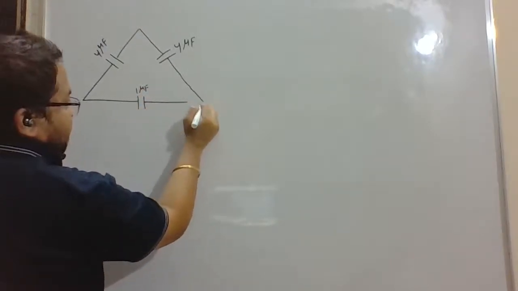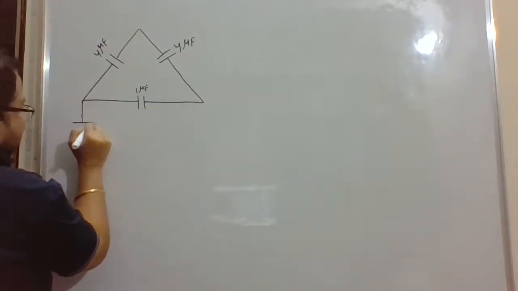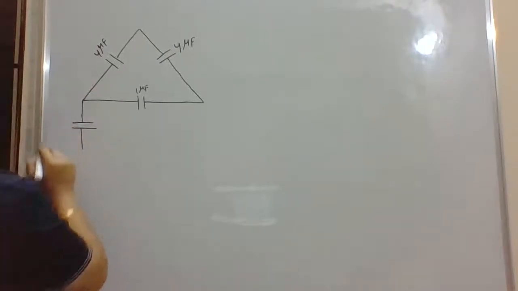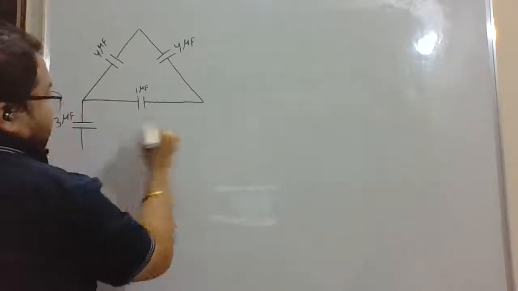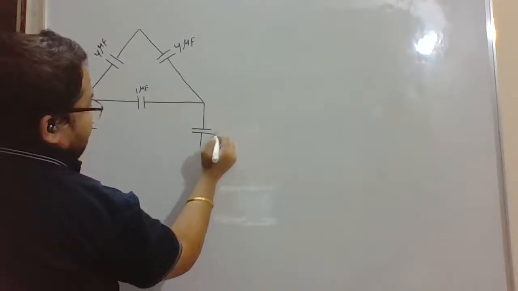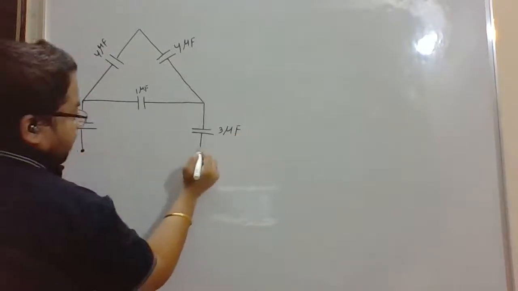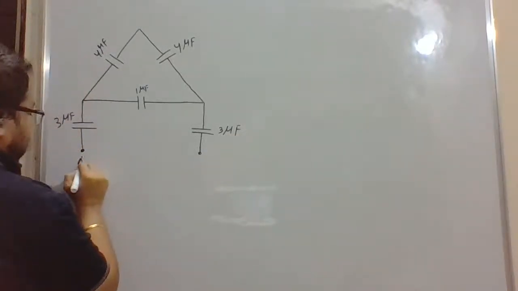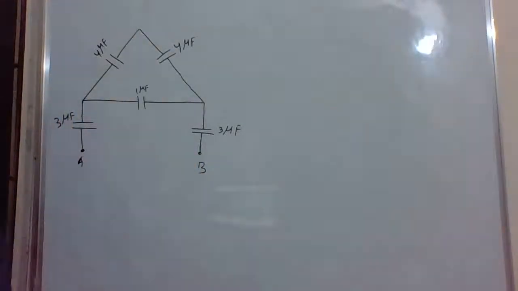The triangle is complete, but our circuit is not complete. We want to make it a little more complex, so we'll add one more capacitor here, say 3 microfarad. I'll add one more capacitor here, 3 microfarad. And I'm asking, find the equivalent capacitance across points A and B.